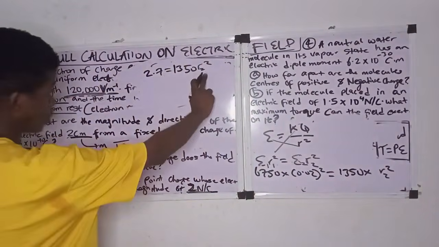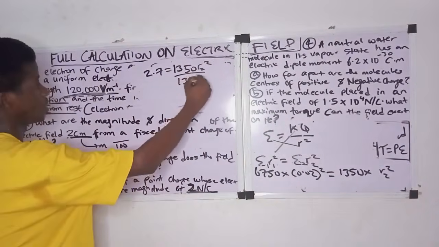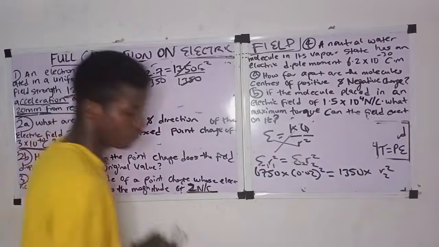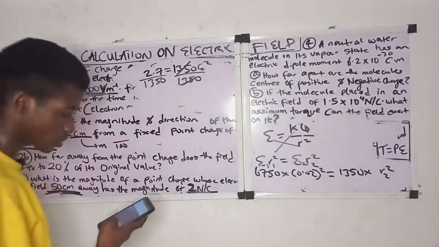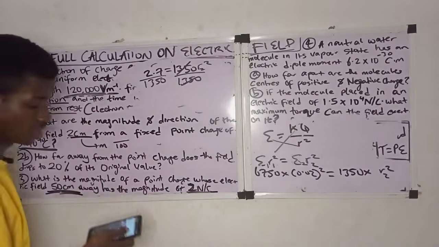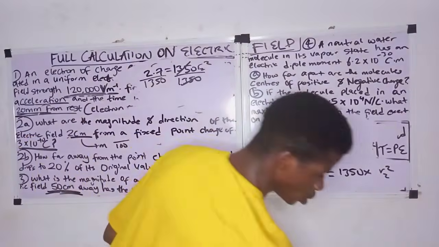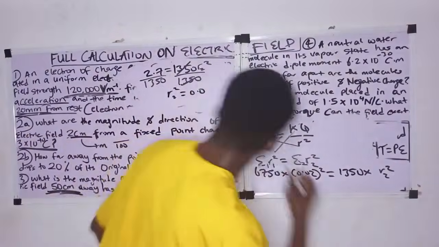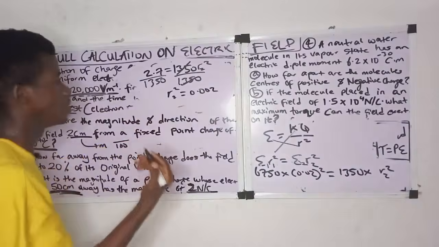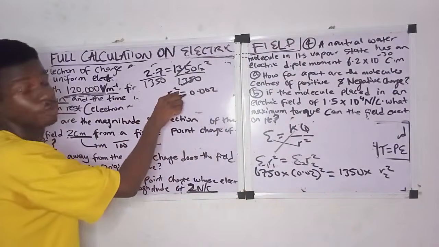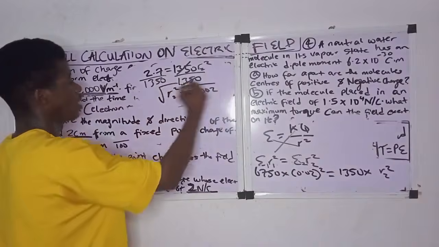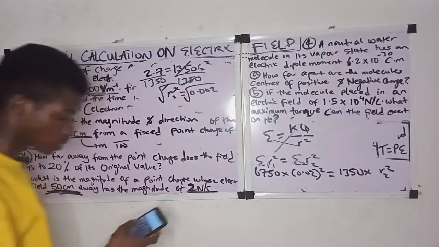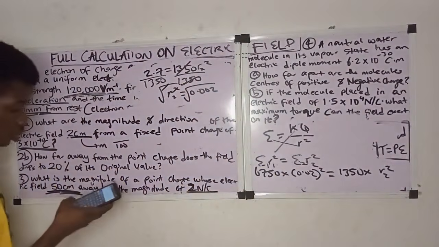What are we looking for? We're looking for r2. Divide both sides by 1,350, so this cancels. Therefore 2.7 divided by 1,350 gives us 0.002. So r2 squared is equal to 0.002. Now we are looking for r2, so we need to remove this square. We take the square root of both sides, so the square cancels the square root. Let's take the square root of 0.002.